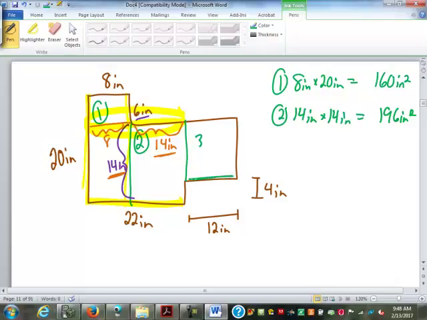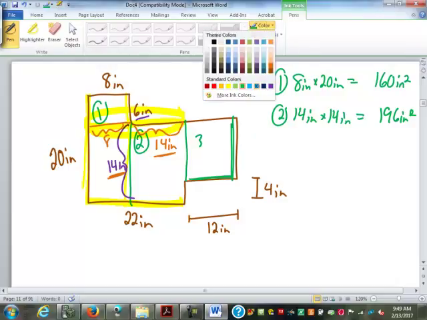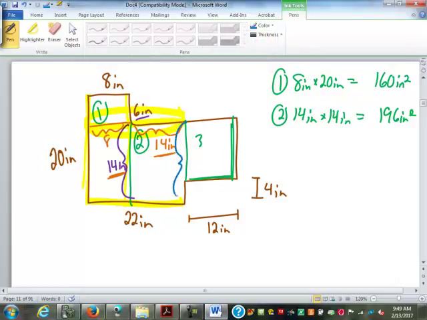And finally, we got piece 3 here. We know this is 12. How about this length? Yeah, you're right. We know it's 14 all the way across here, right? Because it's 14 here. If this piece is 4, 14 minus 4 makes that 10. So if you didn't have this one right, you weren't going to find this one. So that gives us 12 by 10 is 120 square inches.